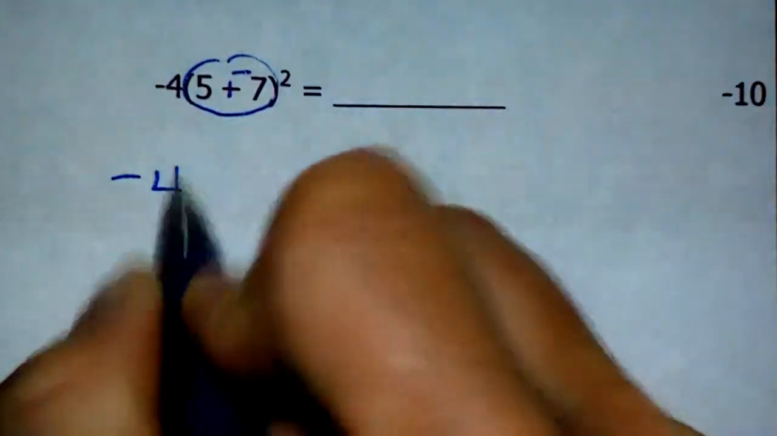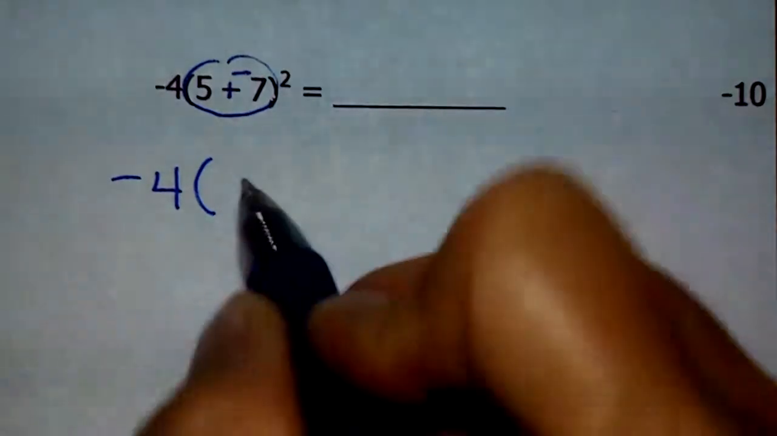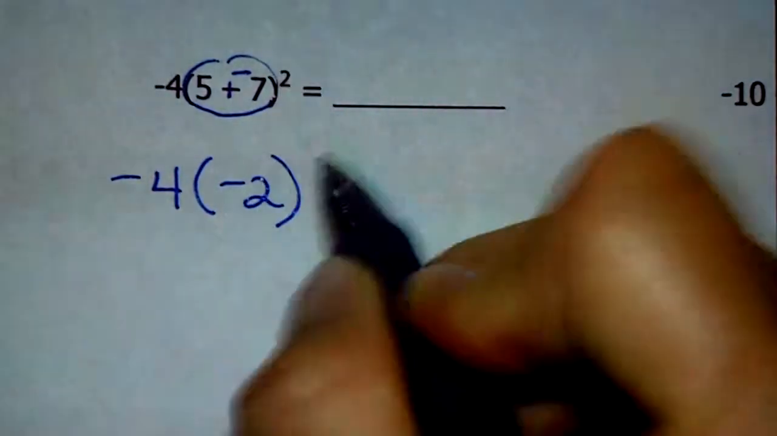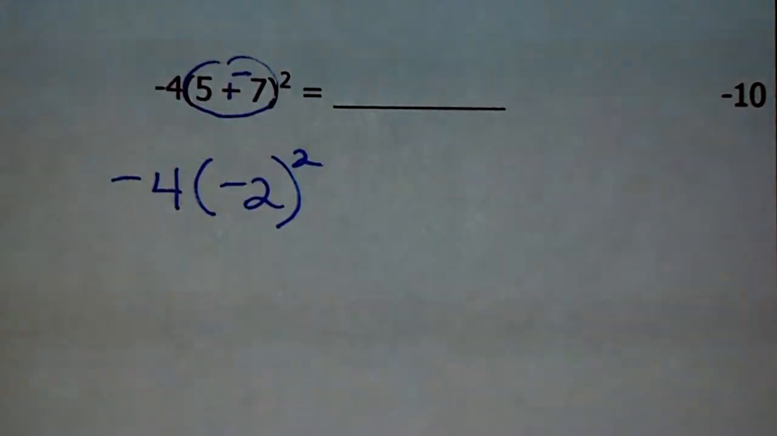According to order of operations, you're supposed to solve inside parentheses first. So I'm going to bring down my negative 4. 5 plus negative 7 is negative 2. And I'm supposed to square that. So this is my new problem. Step 1, parentheses are done.